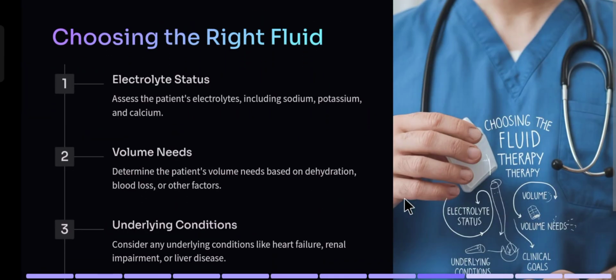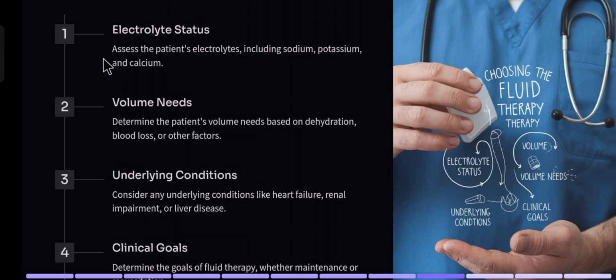1. Electrolyte status. Before choosing an IV fluid, it's important to assess the patient's electrolyte levels, including sodium, potassium, and calcium. The fluid chosen should help correct any imbalances while avoiding potential complications. 2. Volume needs. The patient's volume needs must be determined based on factors such as dehydration, blood loss, or other conditions that might require fluid replacement. This will guide whether to use a fluid primarily for volume expansion or maintenance.